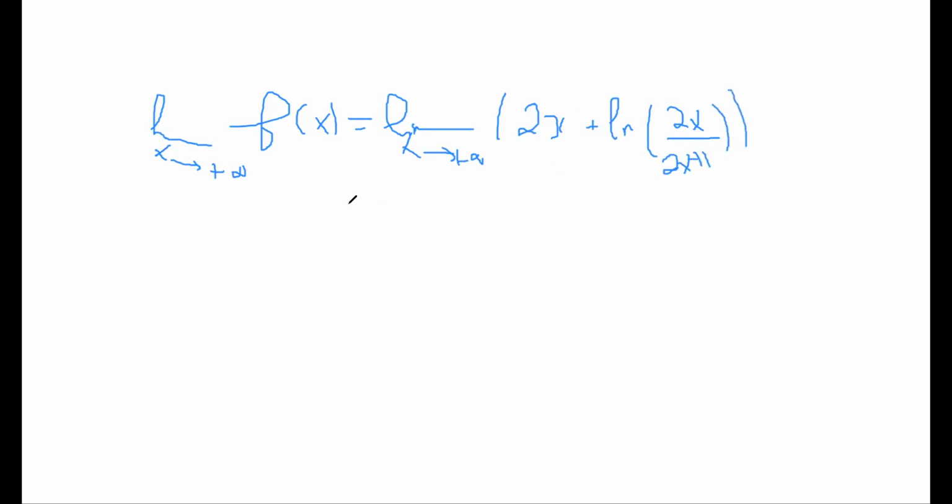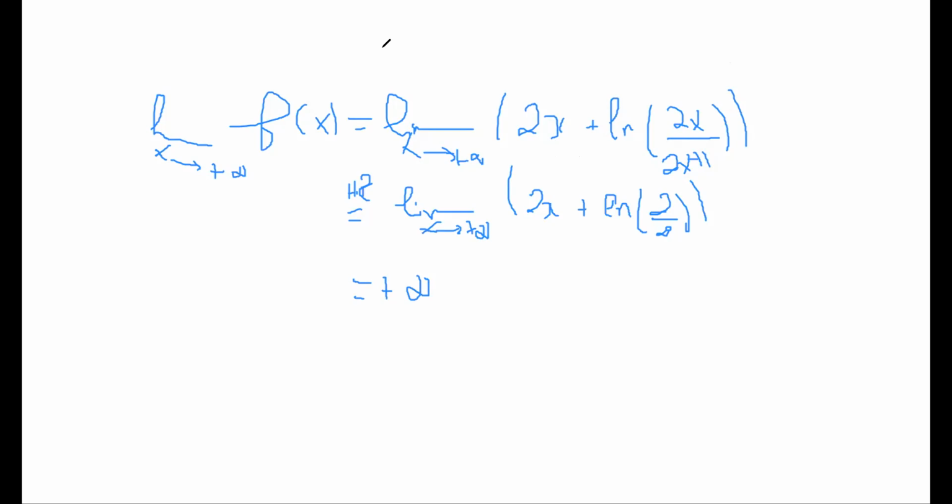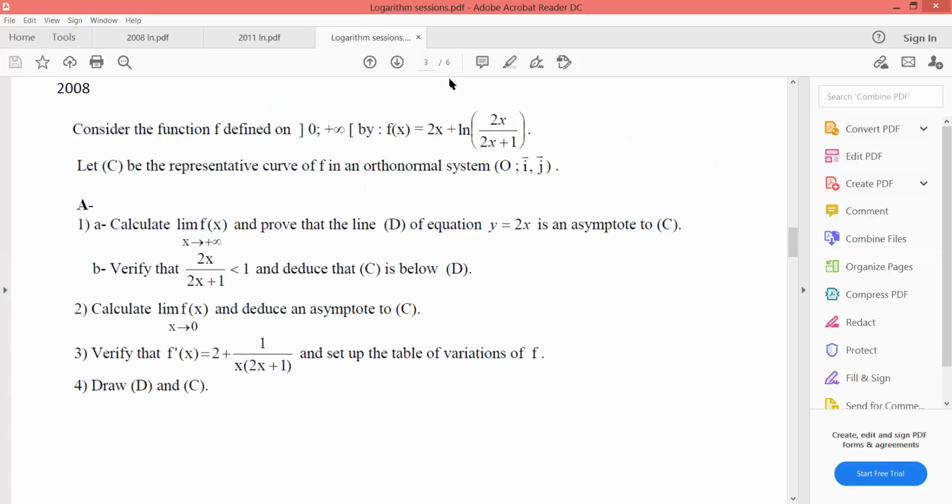To which part do we apply Hopital's rule? Infinity over infinity or 0 over 0. The limit as x tends to plus infinity stays. This 2x stays here, we don't differentiate it. But we differentiate this infinity over infinity: derivative of the top over derivative of the bottom, 2 over 2. What does this become? ln 1 which is 0, so the answer is plus infinity. Okay? So the limit of f(x) as x tends to plus infinity is plus infinity.